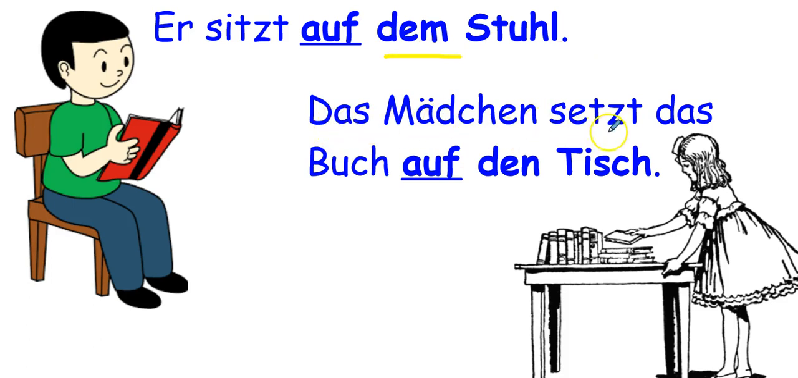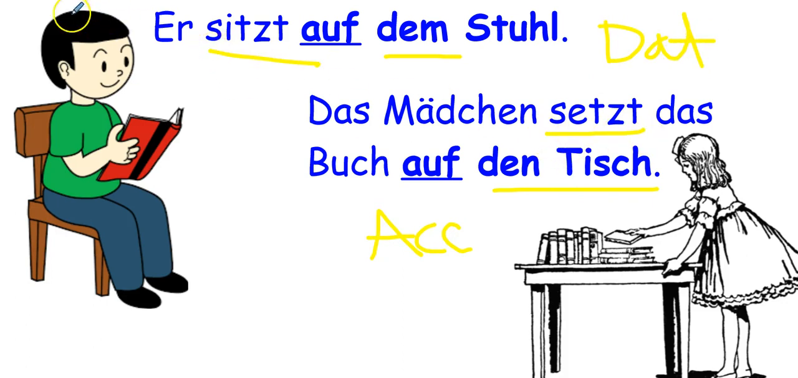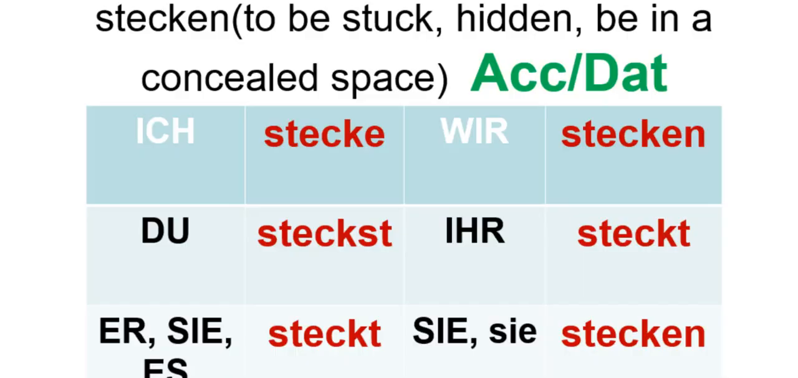Here, das Mädchen setzt das Buch auf den Tisch. So the girl is setting the book on the table. So der Tisch becomes den Tisch because this one is accusative, and this one is taking the dative. So setzen more accusative, sitzen dative. So just kind of watch out for these verbs.